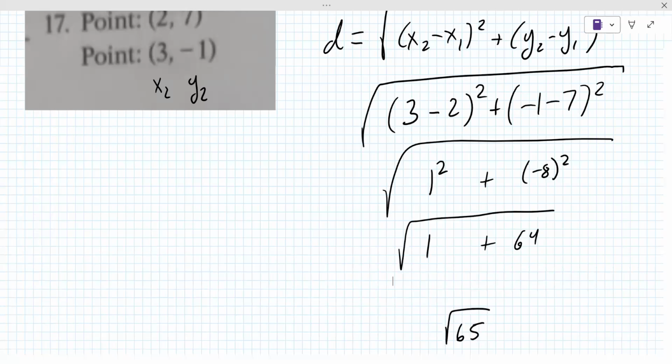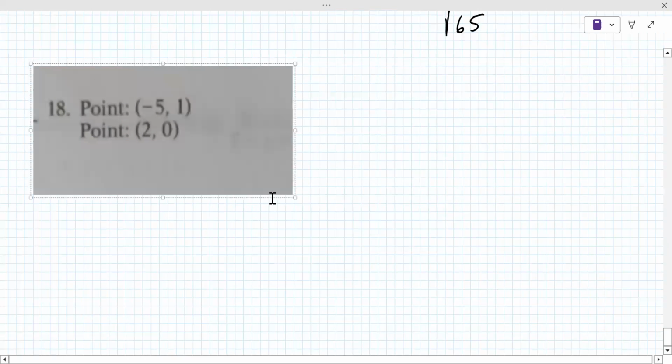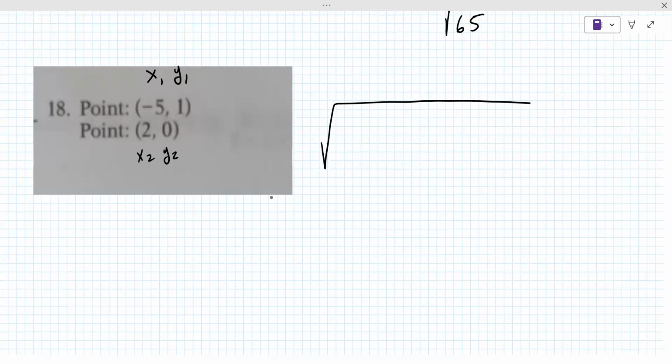All right, fantastic. So let's move to number 18. It's really similar. All right. The points are -5, comma 1, and 2, comma 0. You label your first point x1, y1, and then x2, y2. Then it goes in the formula here: x2 minus x1 squared plus y2 minus y1 squared, like that.